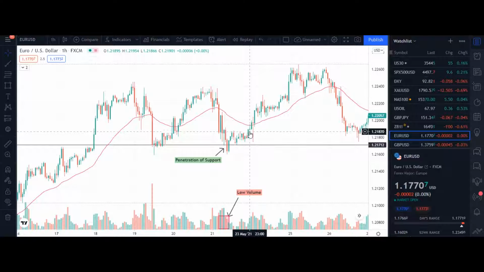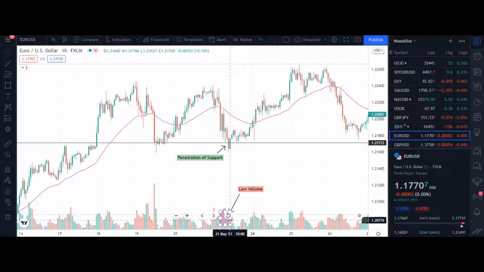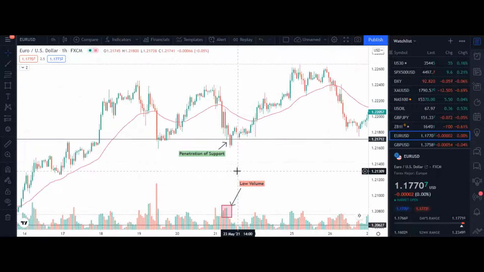So here we have Euro USD, the 1 hour chart. Each of these candlesticks represents 1 hour of price action. Down here, we have the corresponding volume chart. Each of these volume bars lines up with the hourly candlesticks. So we know on each candlestick how powerful this move was, and how many people participated in the market at that time can give us a good indicator of the strength of a trend.